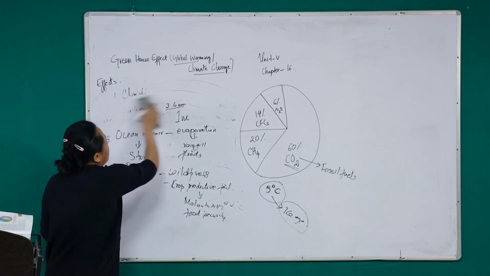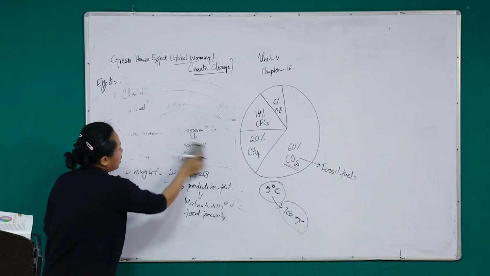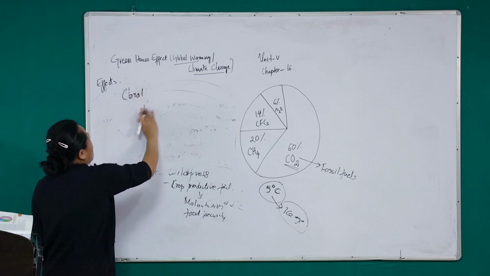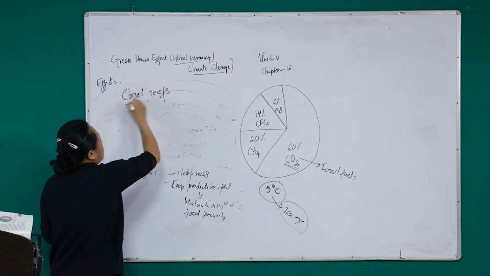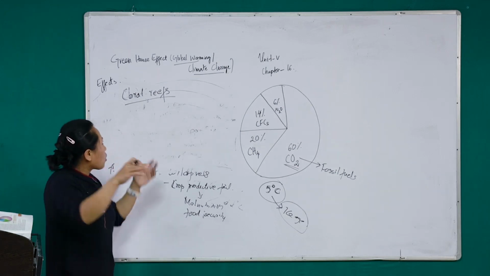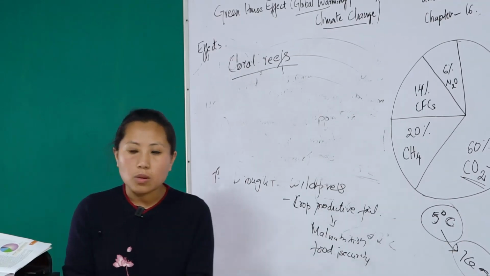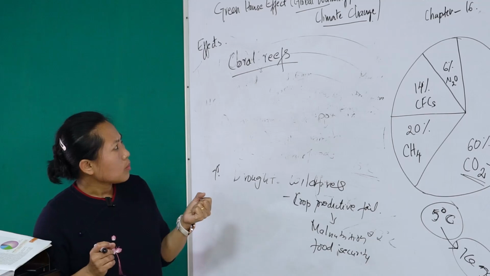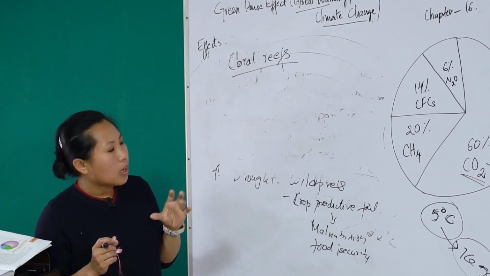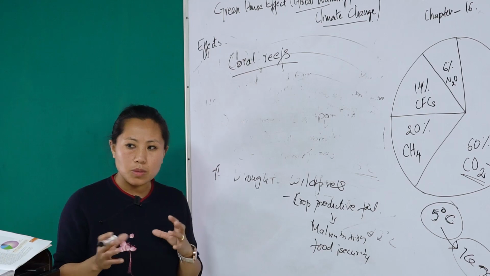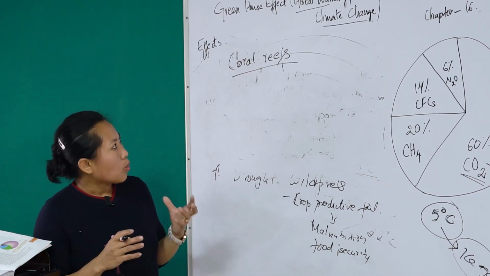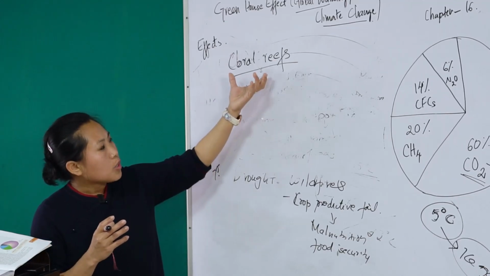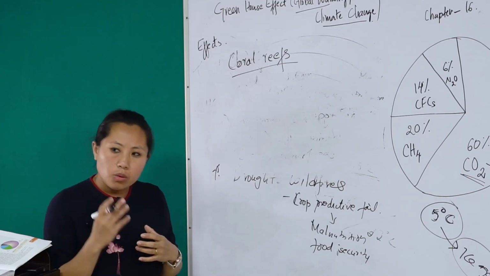And another very important effect of global warming or climatic change is the effect on the coral reefs. These coral reefs are dying because of global warming, because of the change in the temperature of the ocean. And you know, coral reefs are very important. They are one of the most productive ecosystems, as we have discussed in the previous class: coral reefs and tropical rainforests are the most productive ecosystems. So this climate change has affected even the coral reefs, and they are dying.